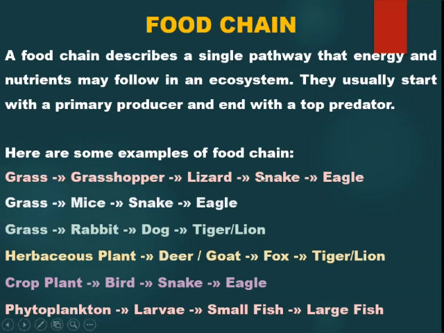Here are some examples of food chain: grass, and the food from the grass and the energy from the grass is transferred to the grasshopper, then to the lizard, then to the snake, and then finally to the eagle. Similarly, the food and energy from the crop plant is transferred to the bird, to the snake, then finally to the eagle. It means in all these examples, food is transferring from one trophic level to another.